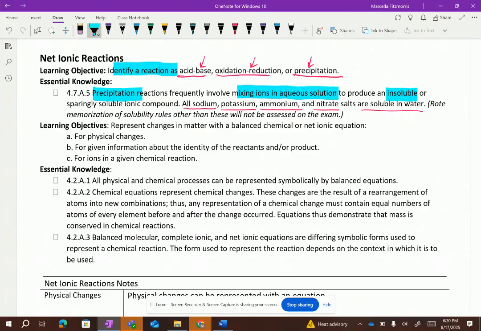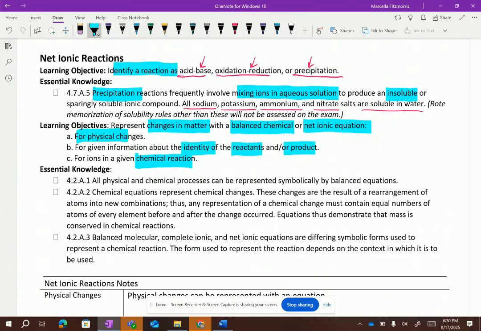The second learning objective we're going to deal with is knowing that changes in matter can be represented by a balanced chemical equation or a net ionic equation. We can get both of those. We can do it for physical changes. We can do it for chemical reactions. And it tells the identity of the reactants and products and other information about it. So all physical and chemical processes can be represented symbolically by balanced chemical equations.